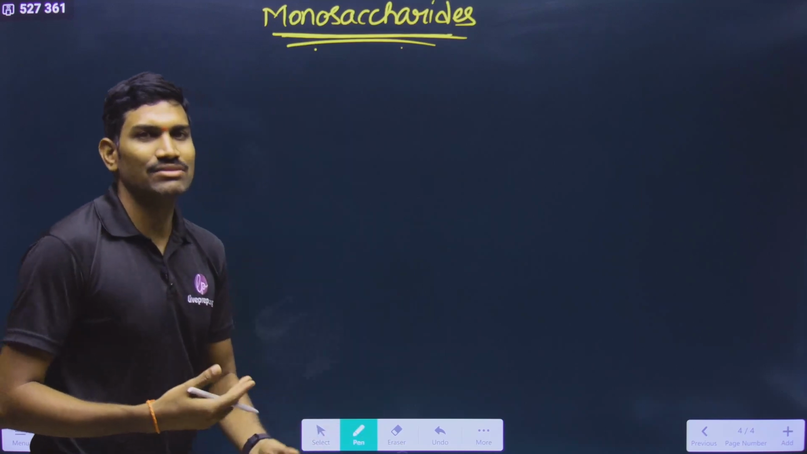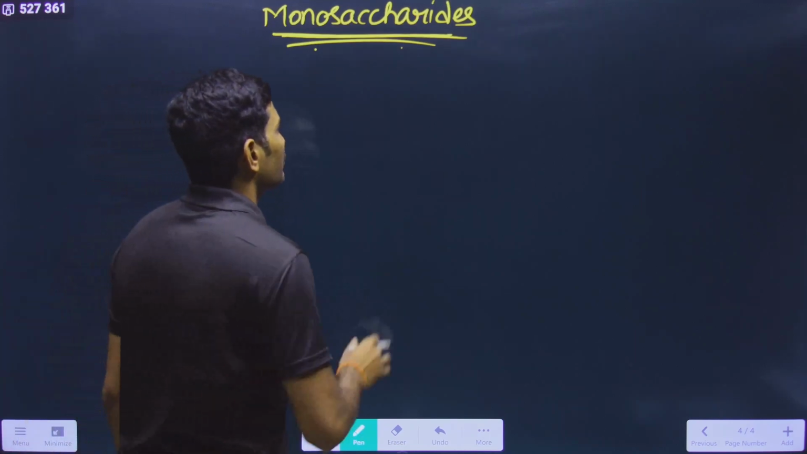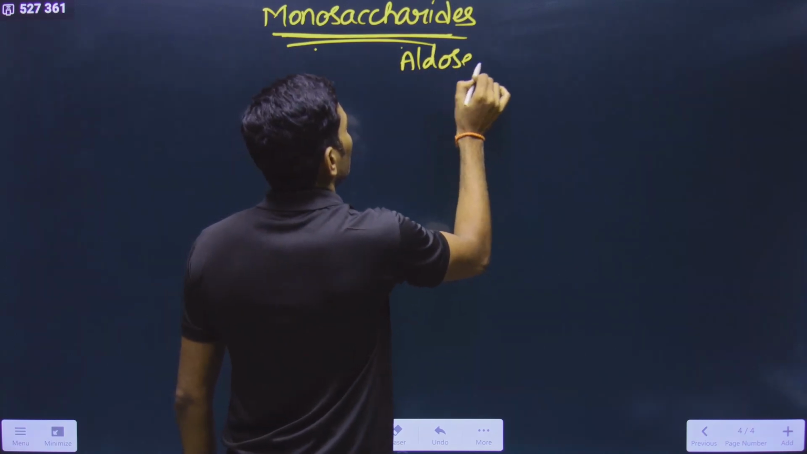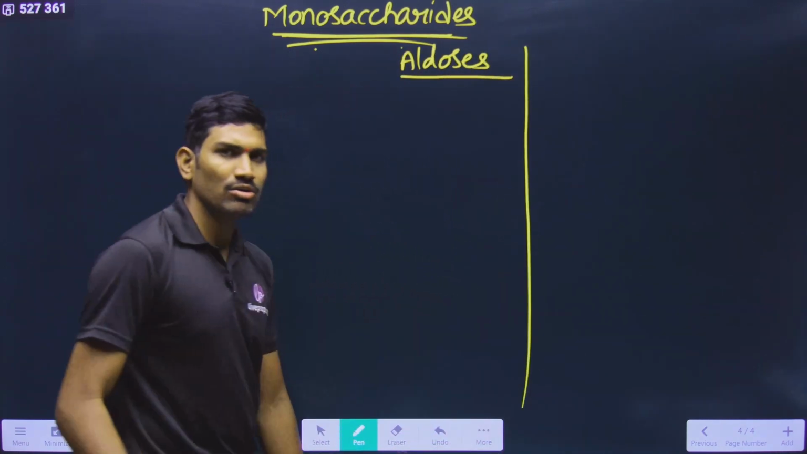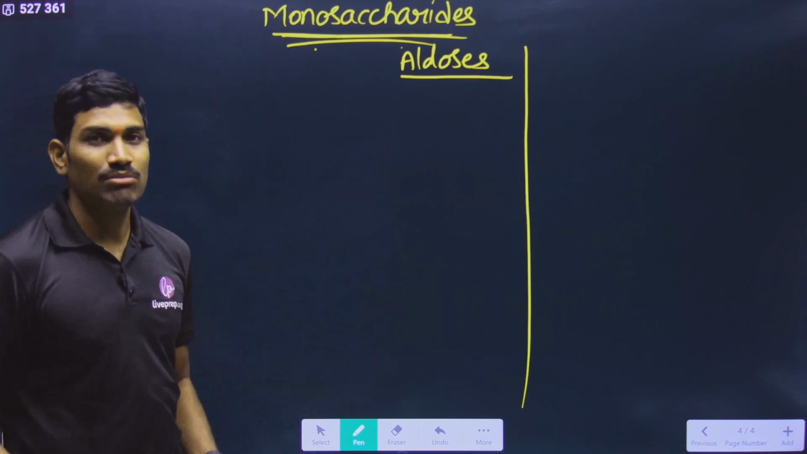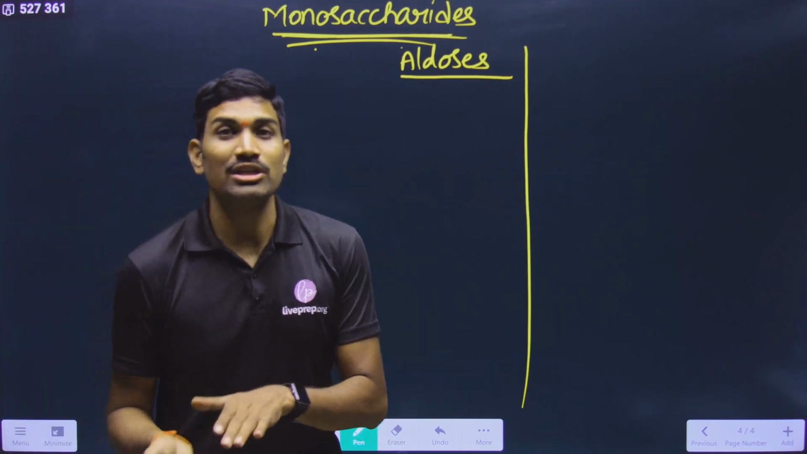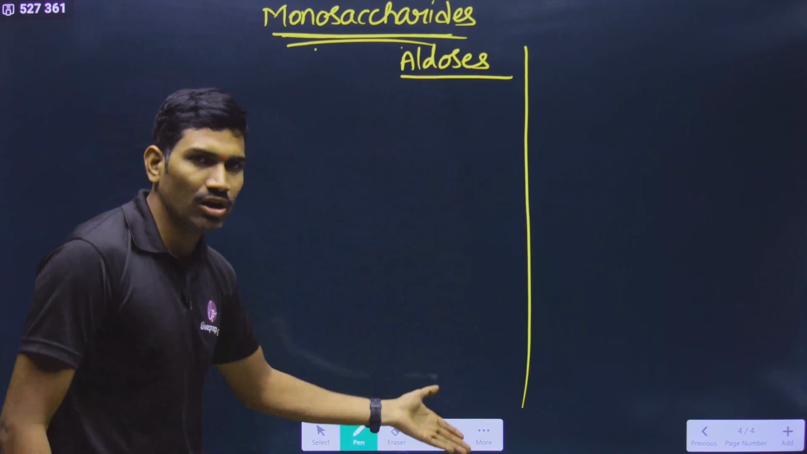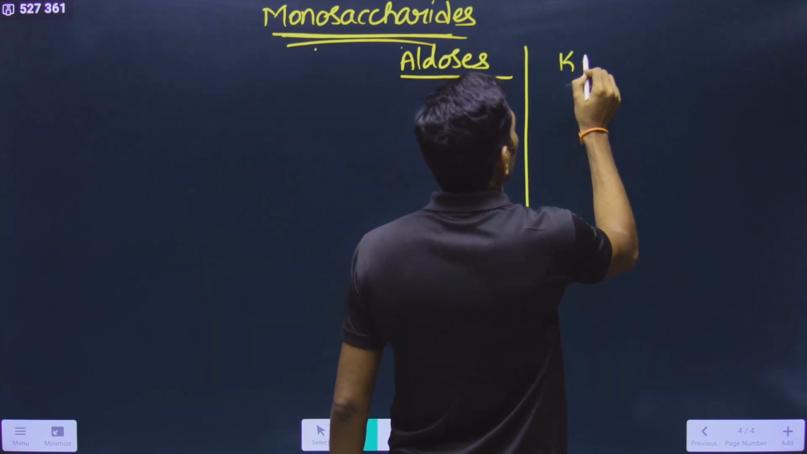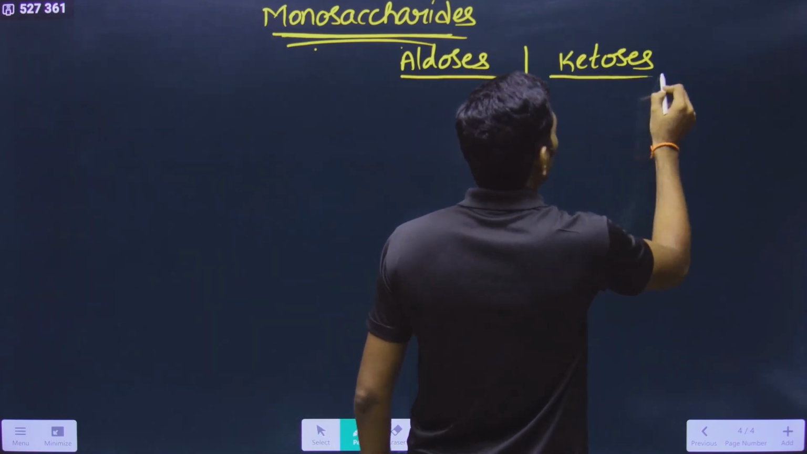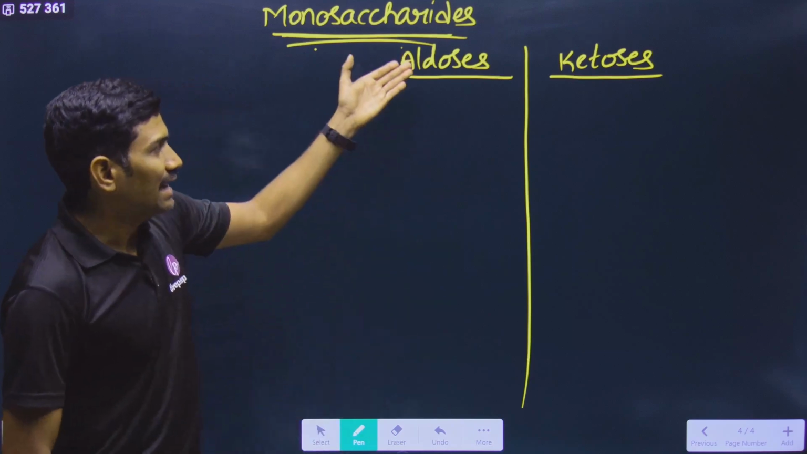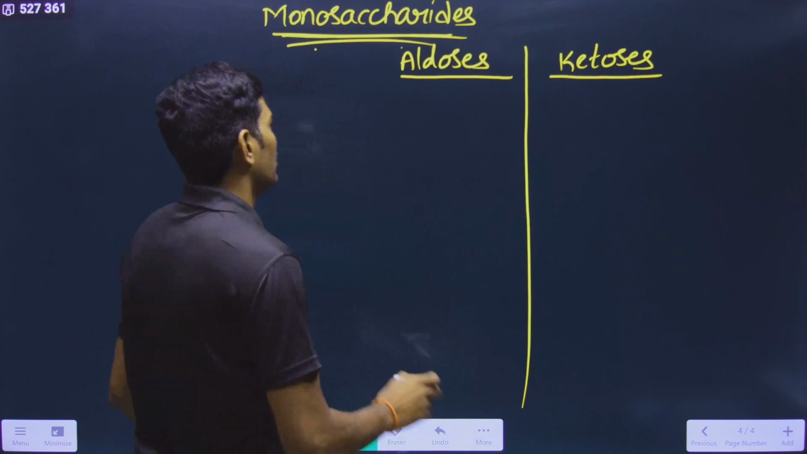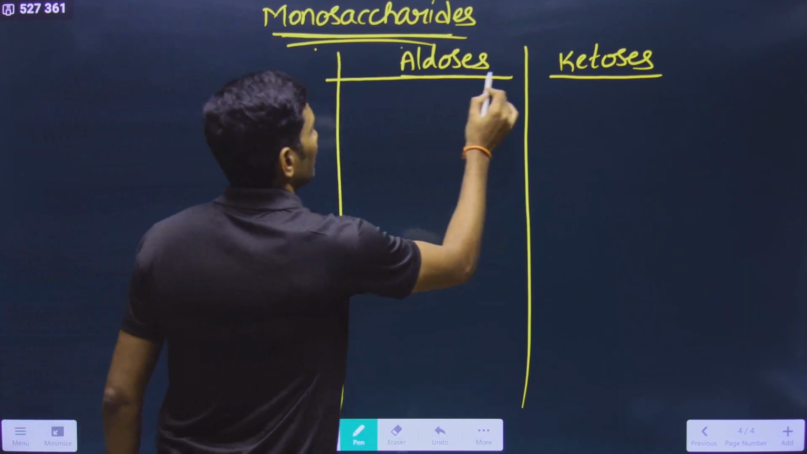And now we are going with the classification of monosaccharides. Here we are classifying the monosaccharides based on the functional group. How are we classifying them? Aldoses. What are aldoses? We already studied this word. When we studied ribose sugar, we studied that ribose is an aldose sugar. Aldehyde group containing sugars are called aldoses, and some are ketoses. Ketone group containing sugars are called ketoses. This is how we are writing, and this is based on the functional group.